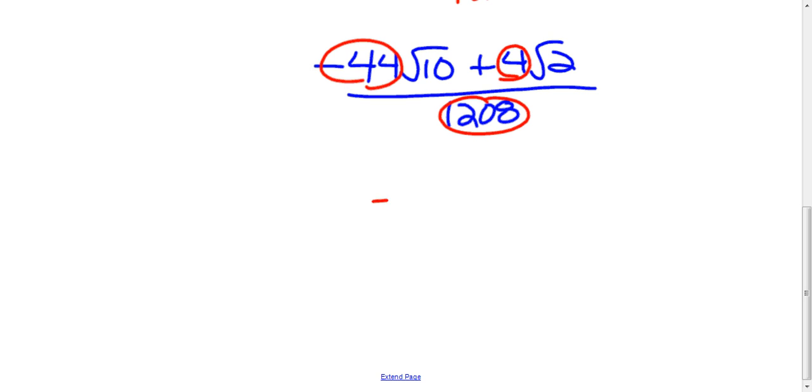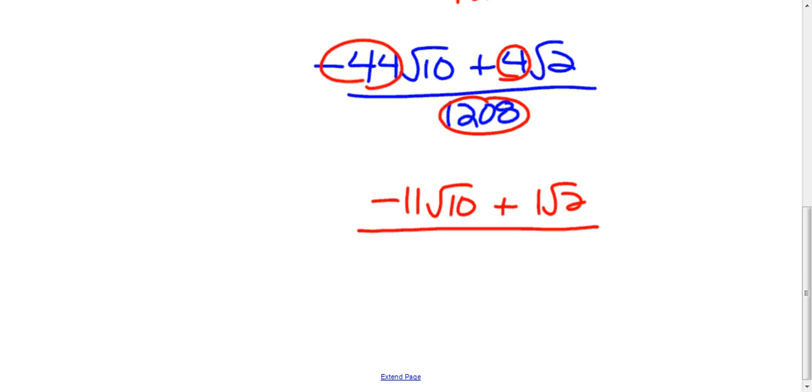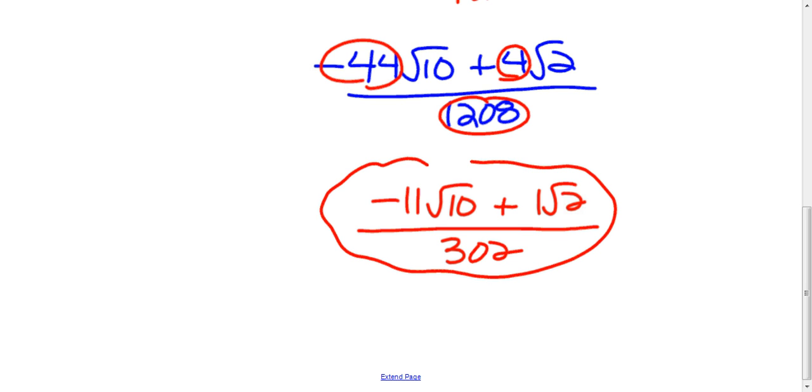So negative 44 divided by 4 would be negative 11 root 10. And then 4 divided by 4 is 1. Root 2, I don't need that 1 there. In fact, I probably shouldn't have that there, but just so you can see that. And then on the bottom, 1,208 divided by 4 would be 302. And that is as simple as this answer can get.